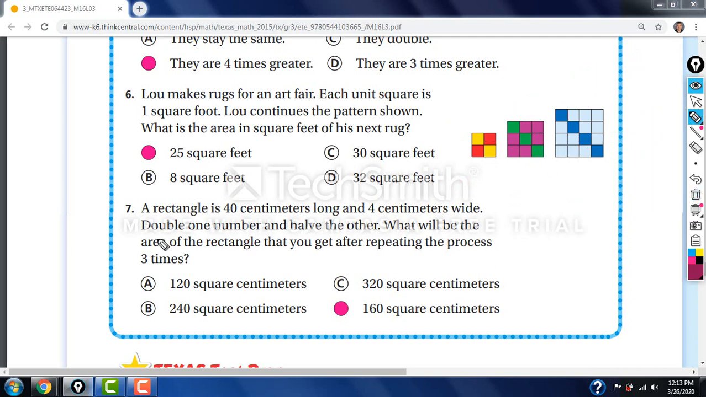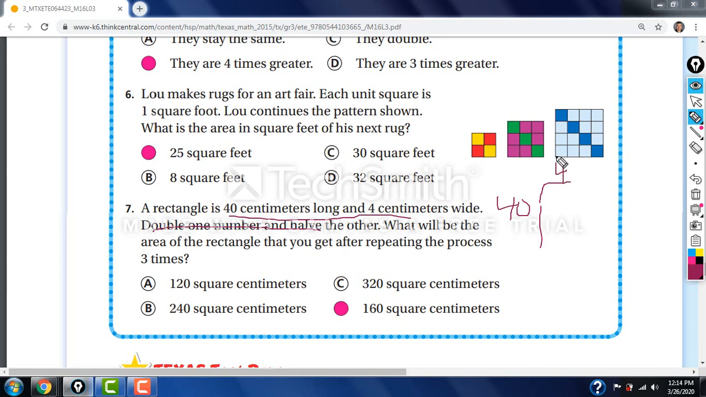So let's go to the next one. A rectangle is 40 centimeters long and 4 centimeters wide. So I'm going to draw that. 40 centimeters long. This is our length. And 4 centimeters wide. Okay. Let's double one number and half the other. Doesn't matter which one you do. But I'm going to double the smallest one first, and I'll half the larger one. That's easy. So let's do what it tells you to do.